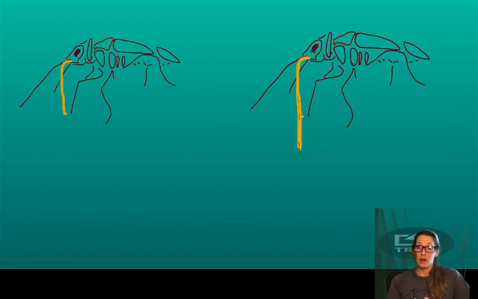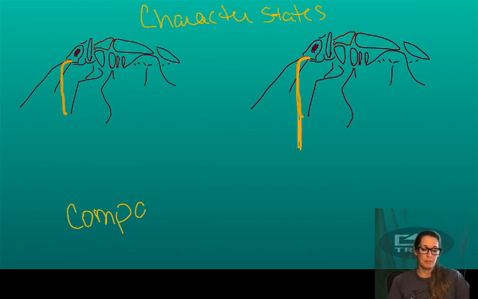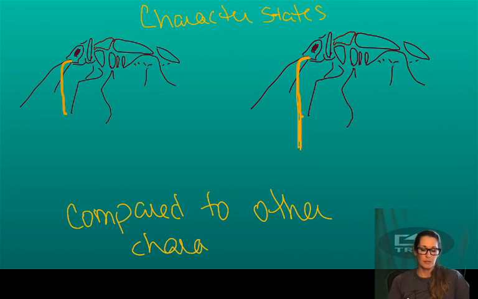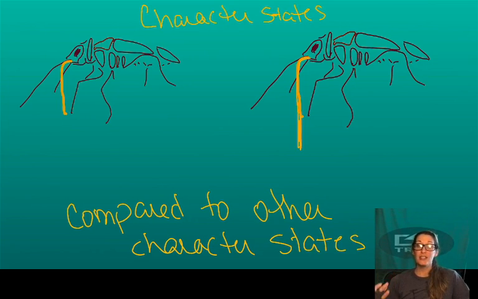So what these are, using our previous terminology, is the length of the beak. These are character states, right? And this increased survival or reproduction is in reference to other character states, so compared to other character states. And which character state confers increased survival or reproduction depends on what? It depends on the environment.